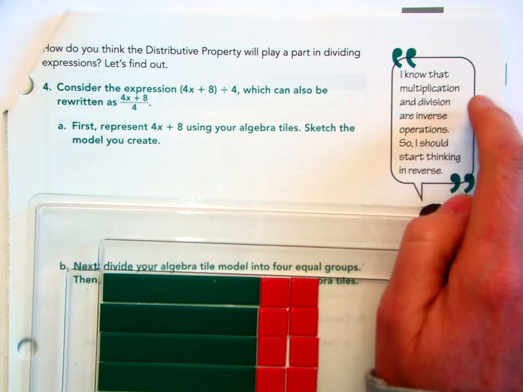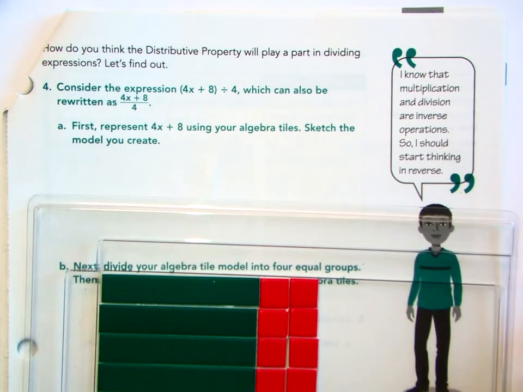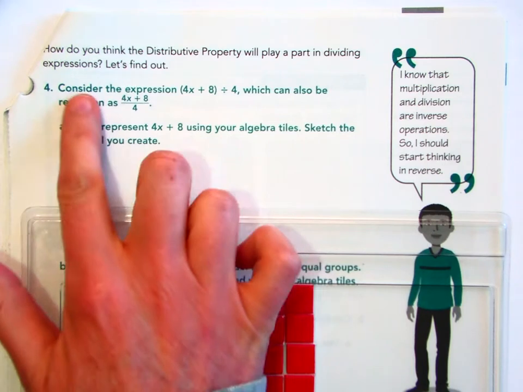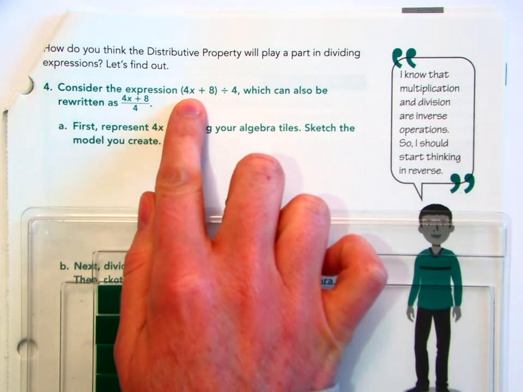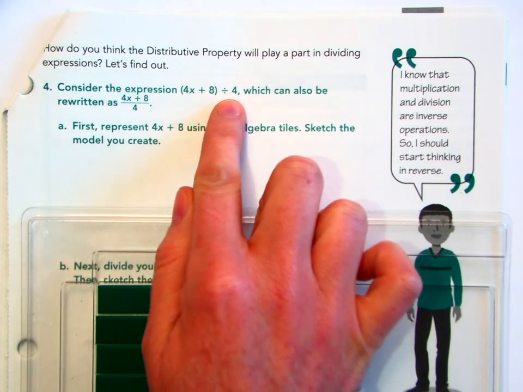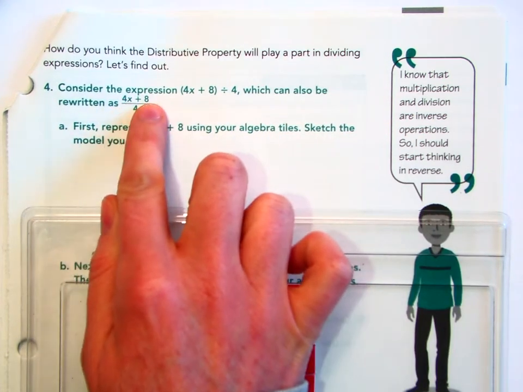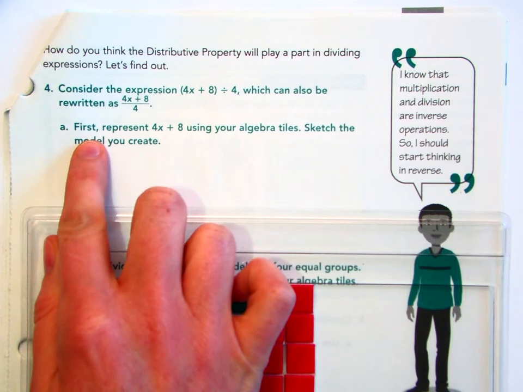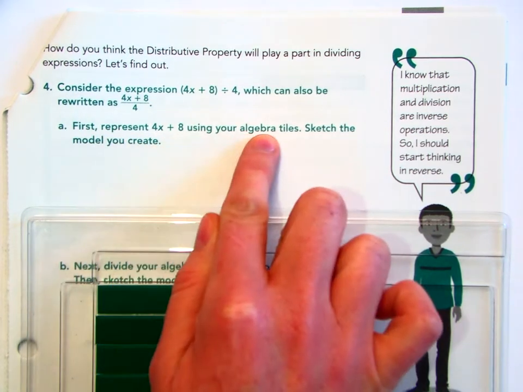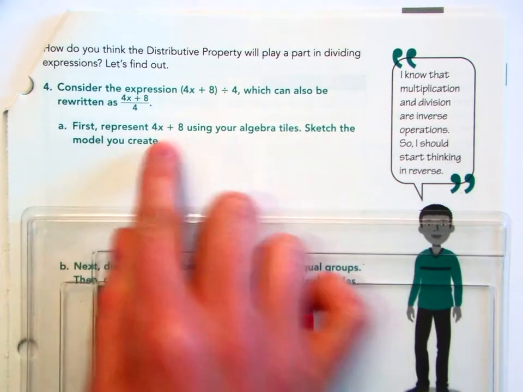I know that multiplication and division are inverse operations, so I should start thinking in reverse. Consider the expression 4x plus 8 all divided by 4, which also can be written as (4x plus 8) divided by 4. First, represent 4x plus 8 using algebra tiles. Sketch the model you create.